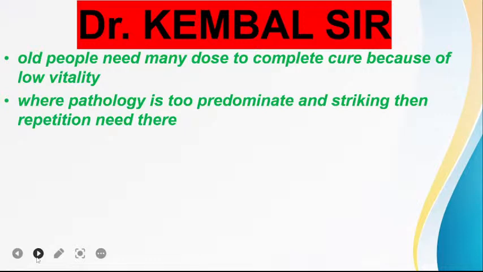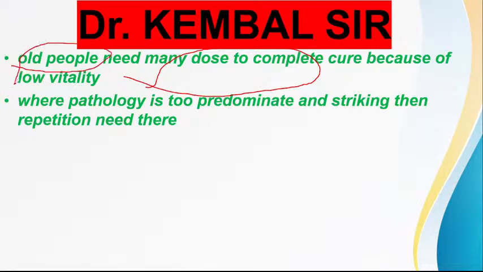Dr. Campbell sir said that old people need many doses of medicine to complete the cure. He found in his clinical experience that old patients basically need many more repetitions compared to children and adults. Now why? Obviously there would be some reason. Old people have low vitality, and because of that low vitality, the patient needs many high doses to complete the cure.